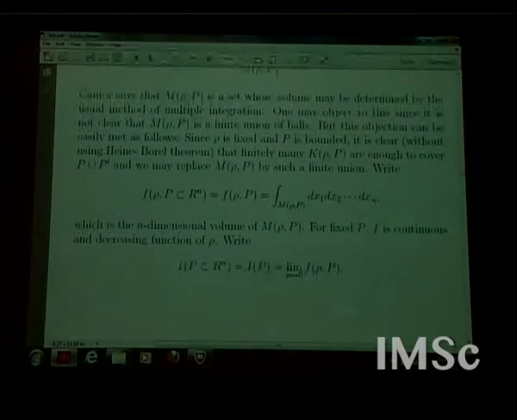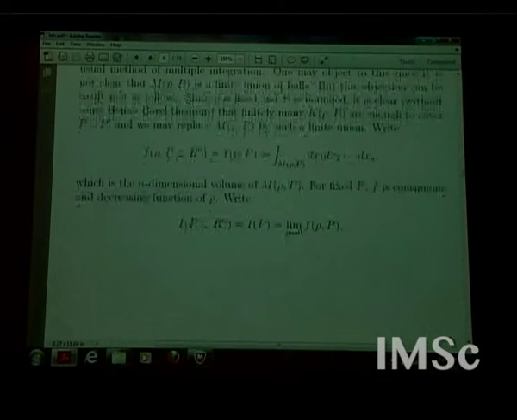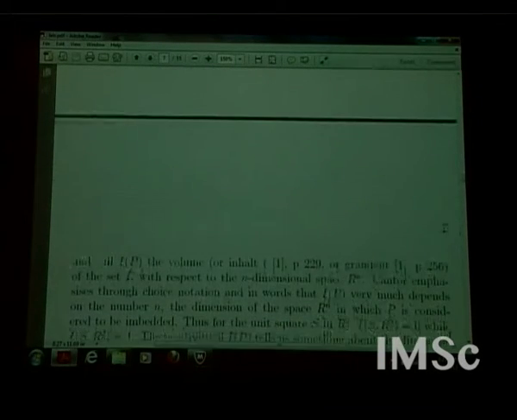Now write this function f(rho, P union R), exactly the way he writes. That means the volume of such a set. And that equals, and then take the limit as rho goes to 0. And then I_P in R^n, that is I_P. What I want to say is that it is nothing but what is called the outer Jordan content. So Cantor's inert volume of bounded sets is the outer Jordan content. That's all there is to it.